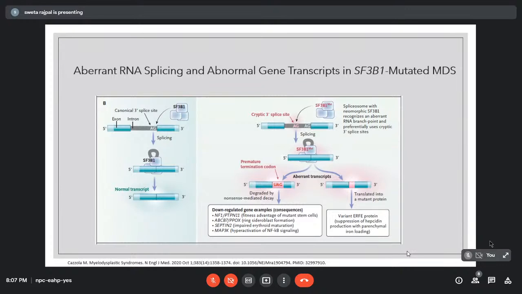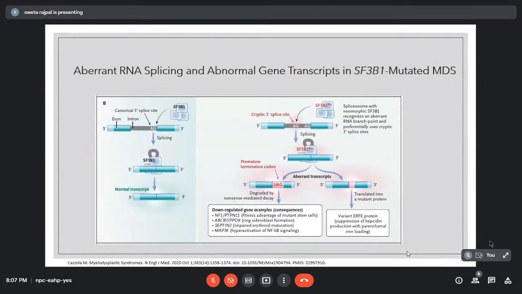Sometimes instead of degradation, some aberrant transcripts lead to alternative isoforms and lead to a protein. One such protein is called ERFE, which will lead to erythroferrone production, leading to parenchymal iron loading. That also adds to the disease process, leading to iron loading in the liver. Apart from that, a patient might have increased iron load due to blood transfusion products, because these patients will generally have blood transfusion dependency.